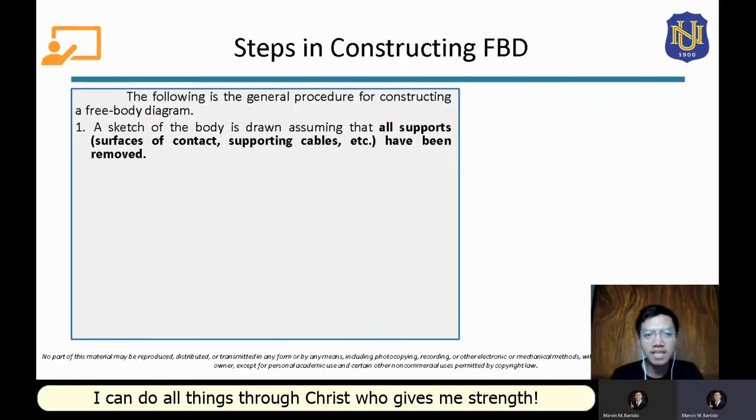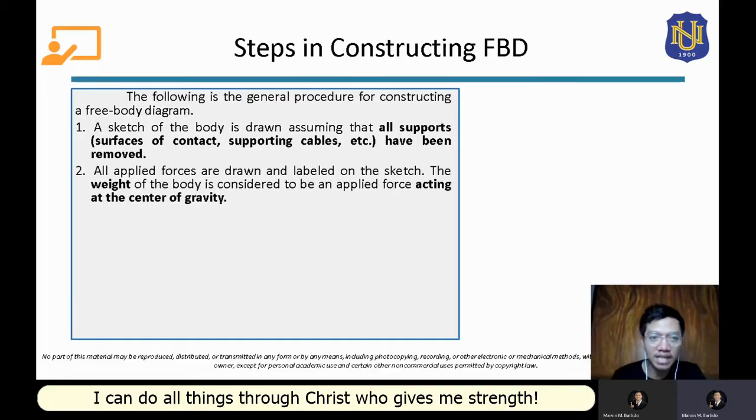The first one: a sketch of the body is drawn assuming that all supports such as surfaces of contact, supporting cables, etc. have been removed. All the different types of supports, I will discuss in our succeeding slides. The second step: all applied forces are drawn and labeled on the sketch. The weight of the body is considered to be an applied force acting at the center of gravity.